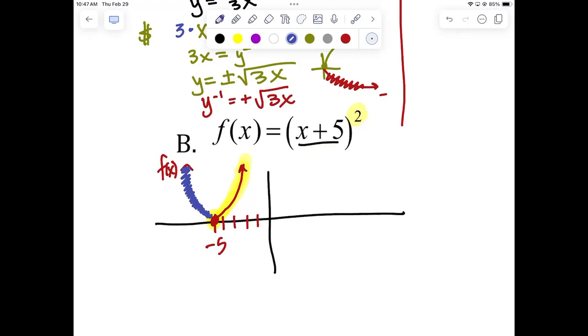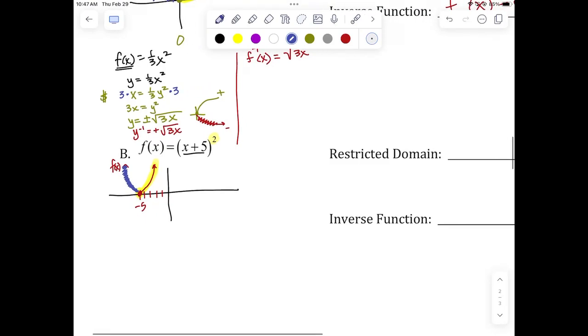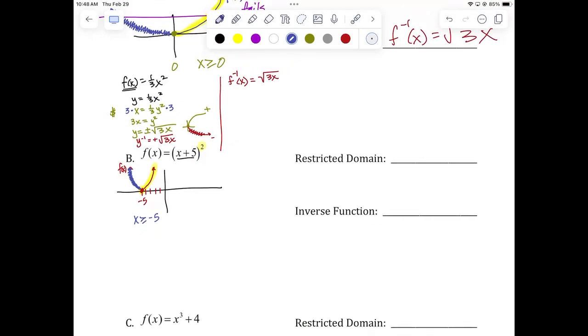Now, is the highlighted piece 1 to 1? Yes. Okay, so I have to restrict the domain for all values of x that are what in relation to -5? Greater than, or I could equal -5, yes? So let's write that officially over here. The restricted domain is the set of all x such that x is greater than or equal to -5.